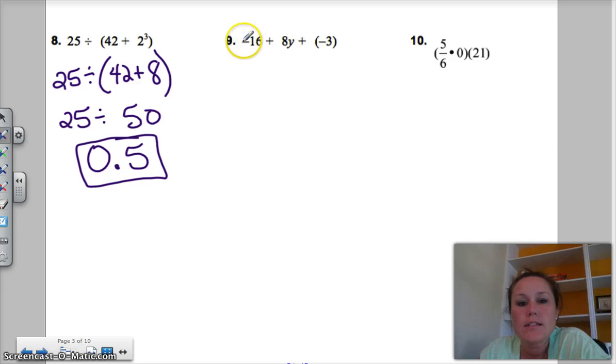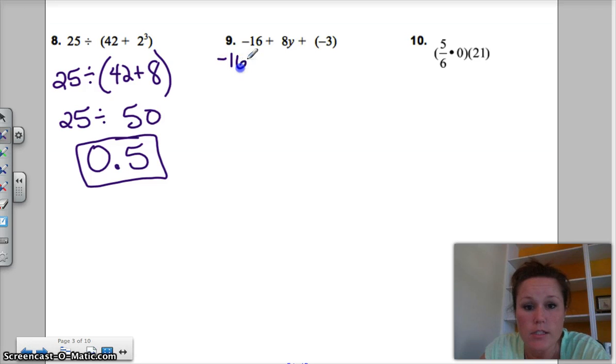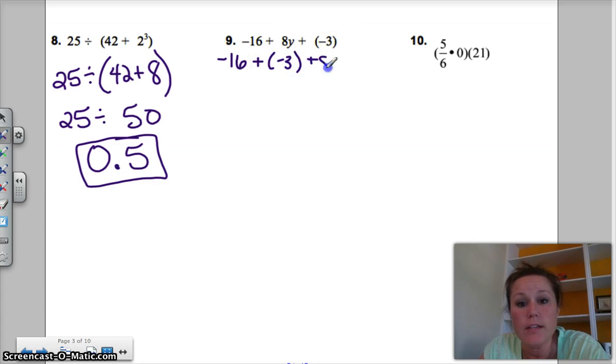Number 9, negative 16 plus 8y plus 3. I am not allowed to combine 8y and negative 16 because they are not like terms, so I have to regroup this. Negative 16 plus, I'm going to move, the commutative property allows me to do that, negative 3, and then I'm going to do plus 8y.